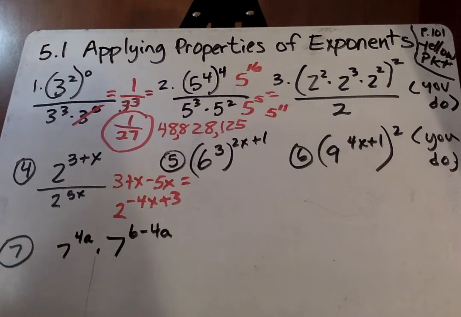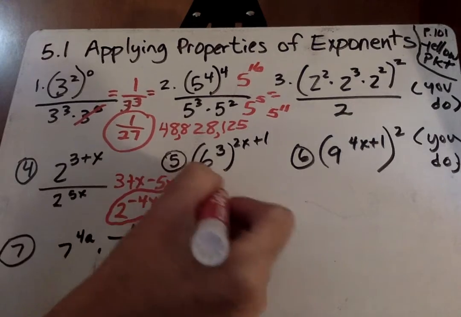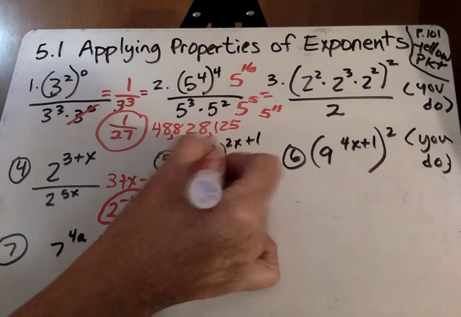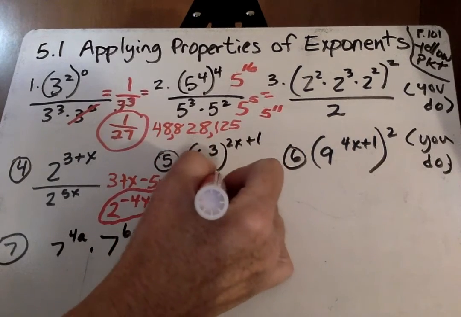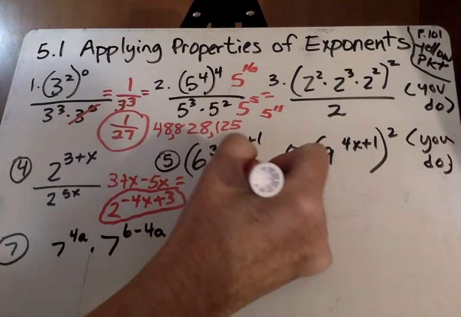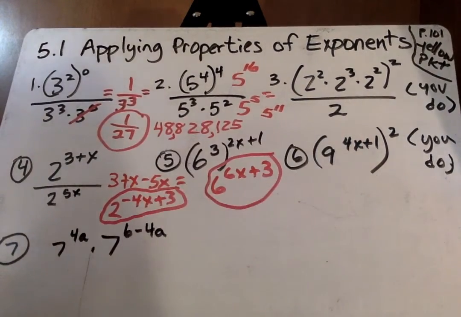Okay. And we're done. Over here, we're going to say this is a power raised to a power, so it's going to equal 6x, 3 times 2 is 6x, 3 times 1 is 3. And we're done with that one.